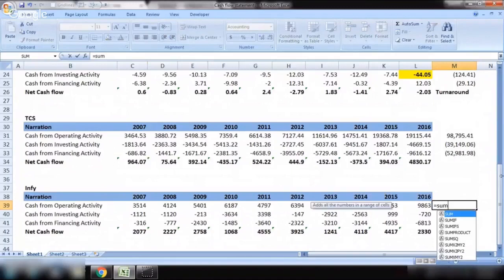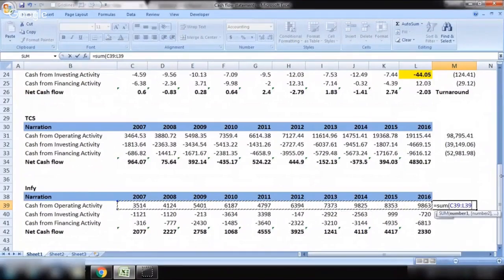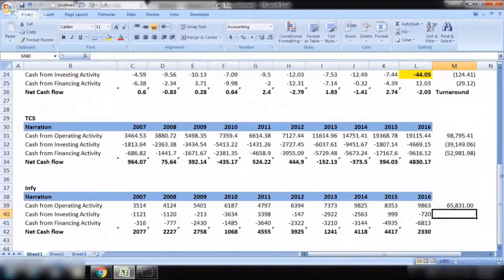Let's see how much money they've made, right? Obviously not as much as TCS, but they've made about 65,000 crores in operations over the last 9 years, which is fantastic. But this is not the point with Infosys. We need to find out what they're doing with this money.